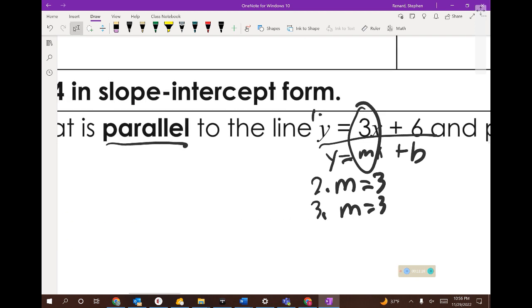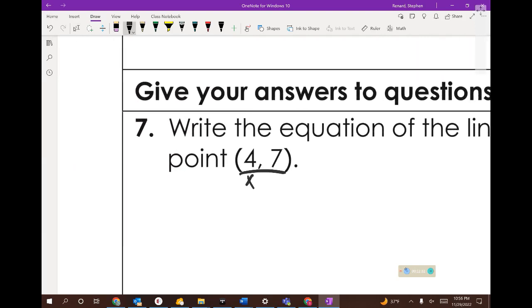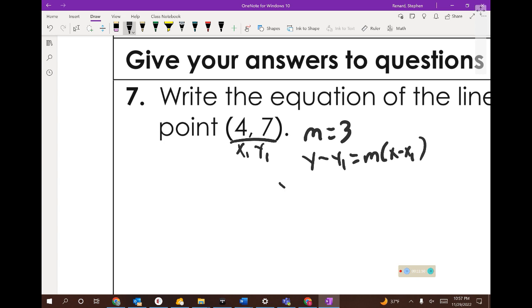So that brings us to step 4. We're going to take the point given and the slope from number 3 and put it into point slope form. Again, point slope form is y minus y1 equals m times x minus x1. So this is going to give us y minus 7 equals 3 times x minus 4. So that's step 4 right there.